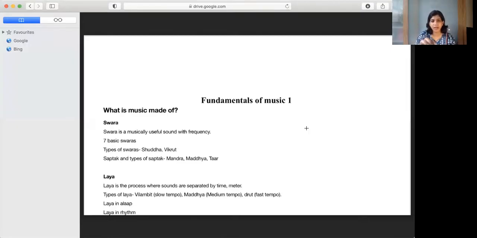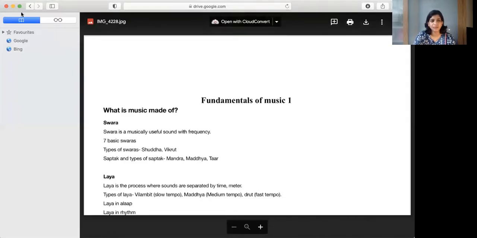I'll just repeat the names again. Sa is Shadja, Re is Rishabha, Ga is Gandhar, Ma is Madhyama, Pa is Pancham, Dha is Dhaivat, Ni is Nishad, and Sa is Shadja. I will just share the screen with you again, another screen which has the names of these swaras.